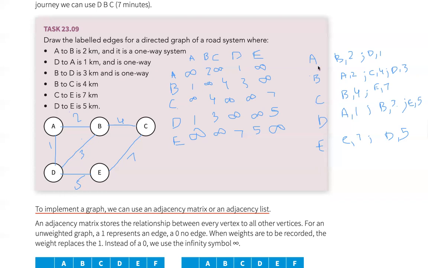This is my adjacency list showing the weights plus the directly connected vertices. A is directly connected to B at the cost of 2 and directly connected to D at the cost of 1. B is directly connected to A at the cost of 2, C at the cost of 4, and D at the cost of 3. C is directly connected to B at the cost of 4 and E at the cost of 7. D is connected to A at the cost of 1, B at the cost of 3, and E at the cost of 5. And finally, E is connected to C at the cost of 7 and D at the cost of 5. So these are the same things, adjacency list and adjacency matrix, as requested by the book for this exam.